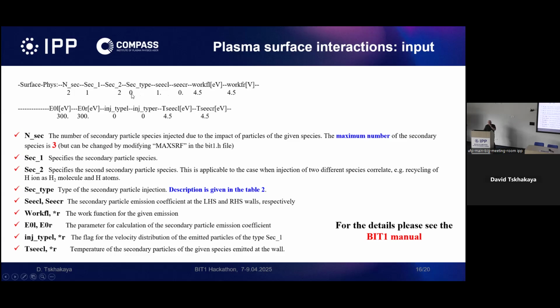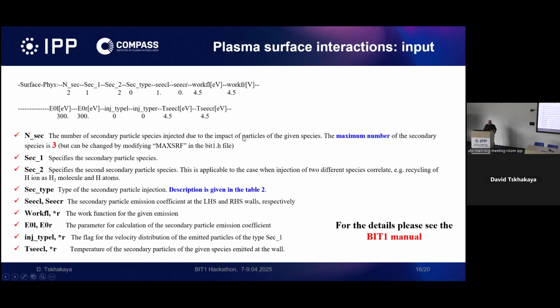This type means you just consider constant emission, sputtering rate. So 1 means any particle which is coming in is definitely emitted back. So this is for different particles in general. L and R all the time mean left and right wall. And these are work functions. These are energies of emitted particles. And these are types of particle emissions. You have to check these parameters exactly in the BIT1 manual.